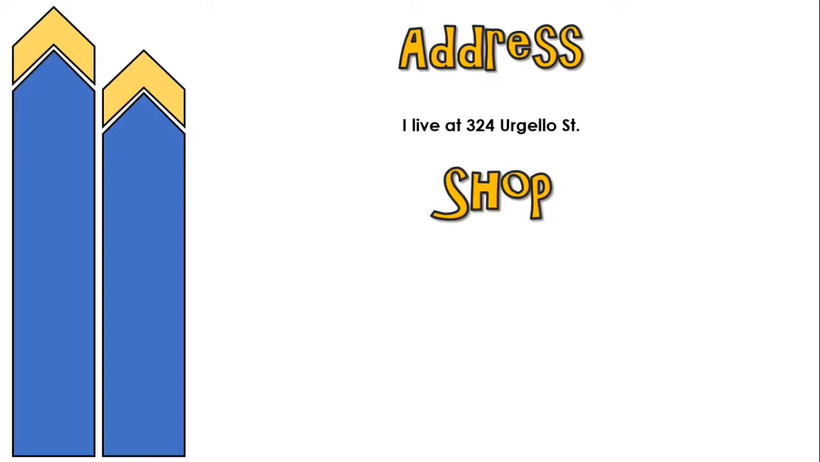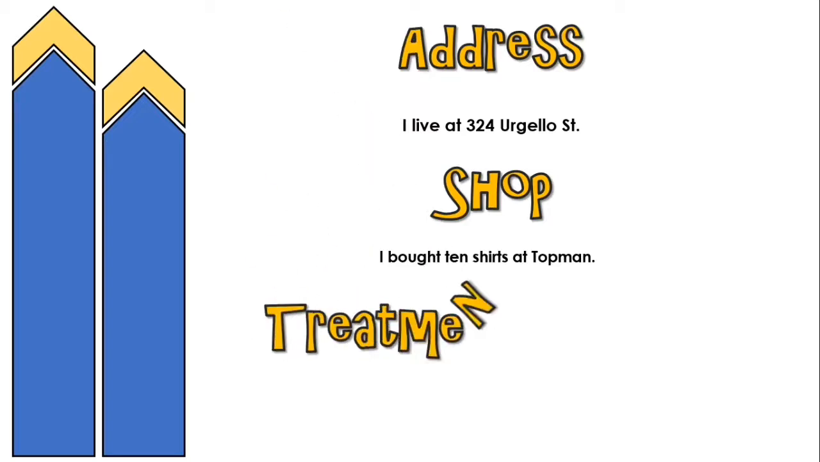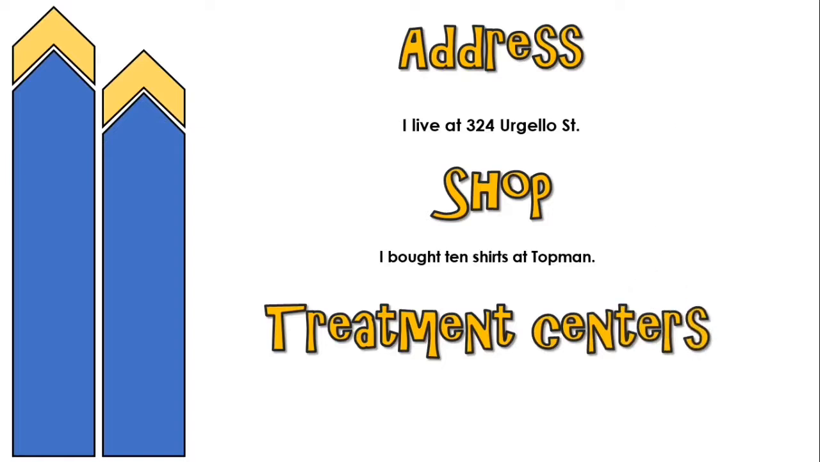Next is shop. Shops, boutiques, or other stores where we buy our necessities or other stuff. For example, I bought 10 shirts at Topman. There are some people who use the preposition in. For example, I bought 10 shirts in Topman. That one is incorrect. So if we are trying to put emphasis on where we bought or buy something, we will use the preposition at.